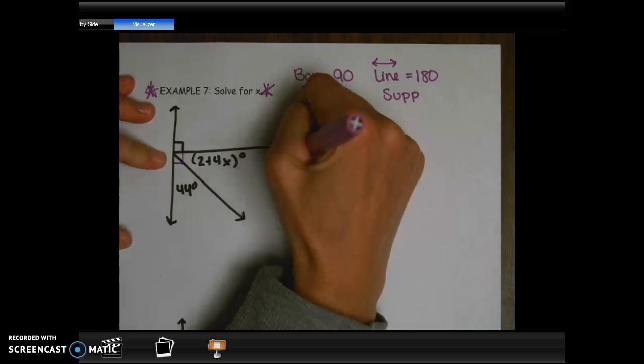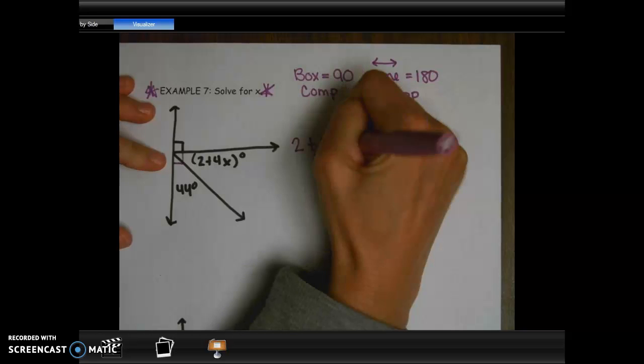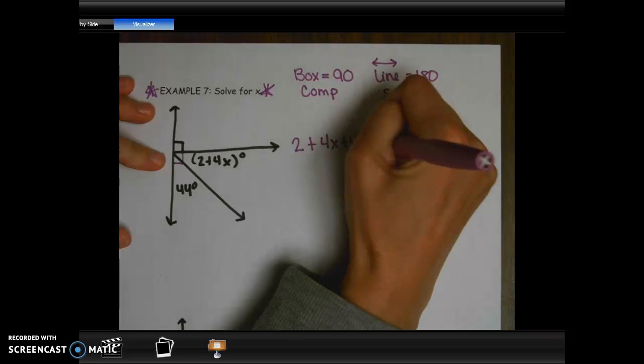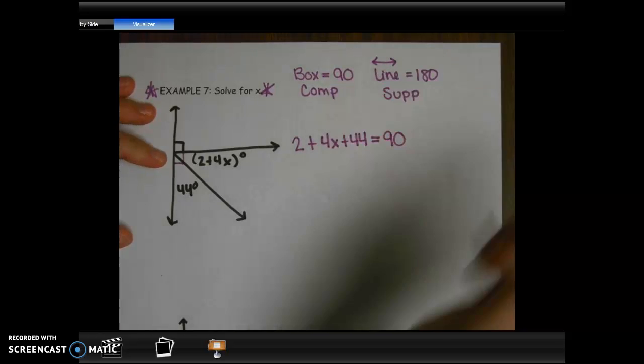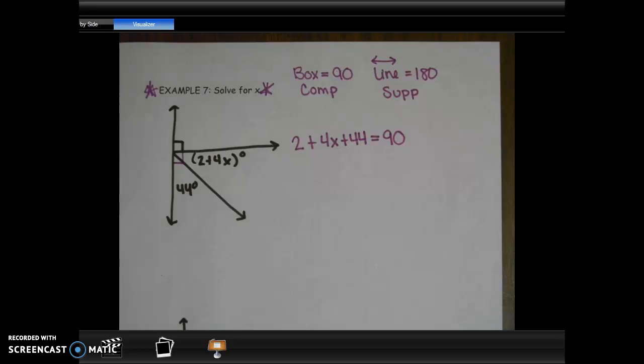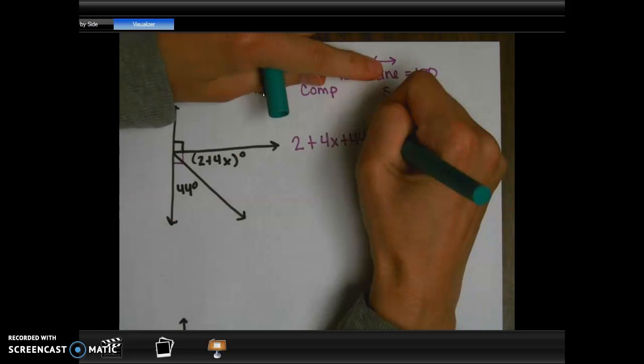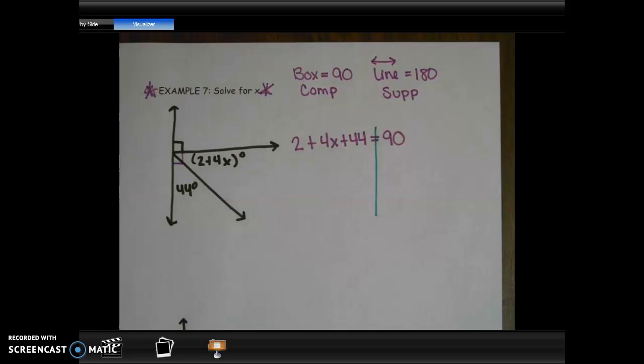So we can say 2 plus 4x plus 44 equals 90. So if you see the box, take your two parts and add them to equal 90. So now it's just all about some math here. Let's go ahead and I'm going to do it a different way than the last one I did. Because I also want to provide the example of what you do if you just want to put all x's on one side and all the numbers on the other.